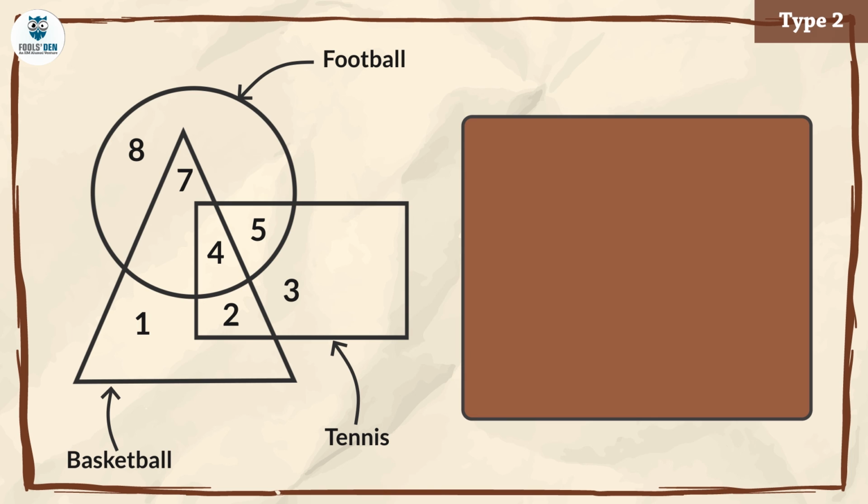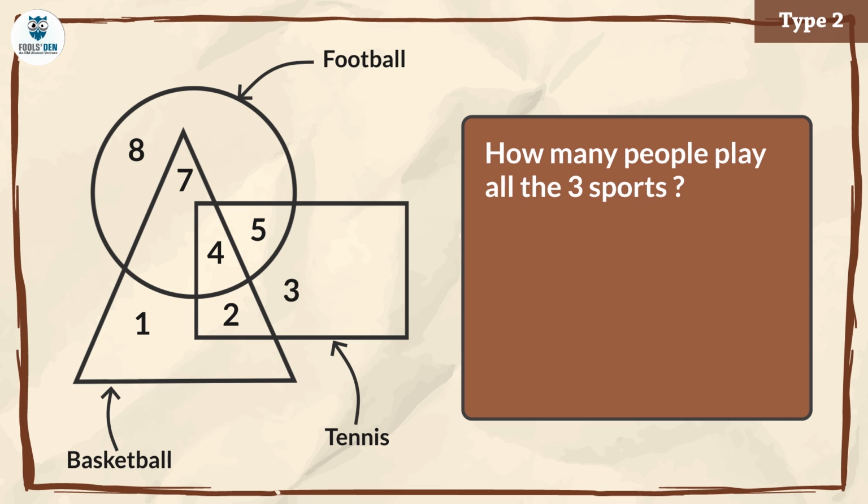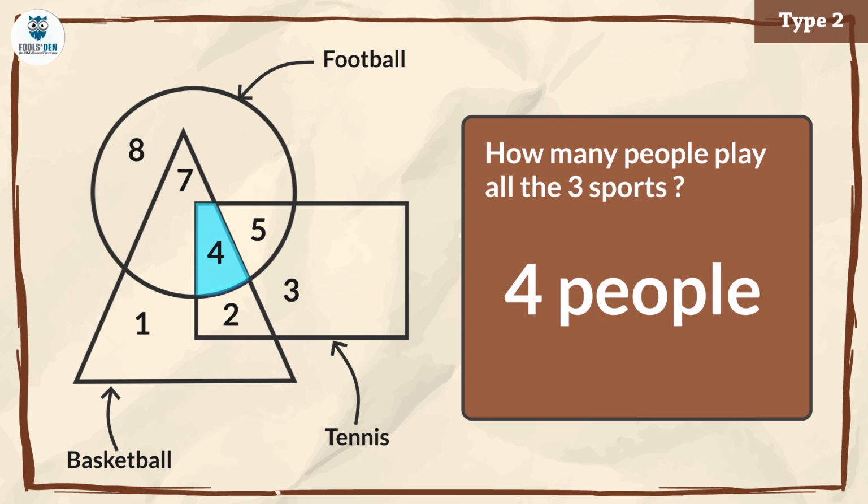Next question. How many people play all the 3 sports? All the 3 basically means you have to look for that area which is a part of all the 3 figures. And as we can clearly see, these 4 people play all the 3 sports because this is the area common to all the 3 figures.